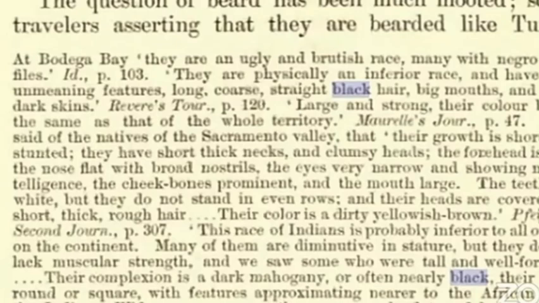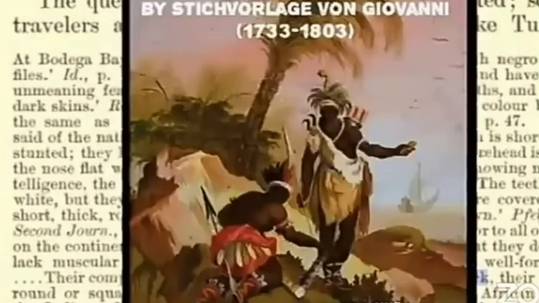The teeth are white, but they do not stand in even rows, and their heads are covered by short, thick, rough hair. Their color is dirty, yellowish brown. That's their best description. Dirty, yellowish brown, in their racist views.